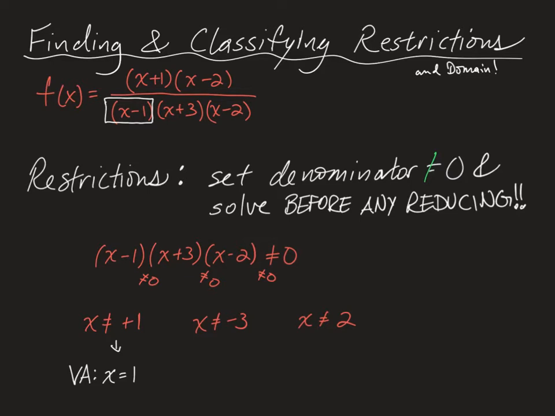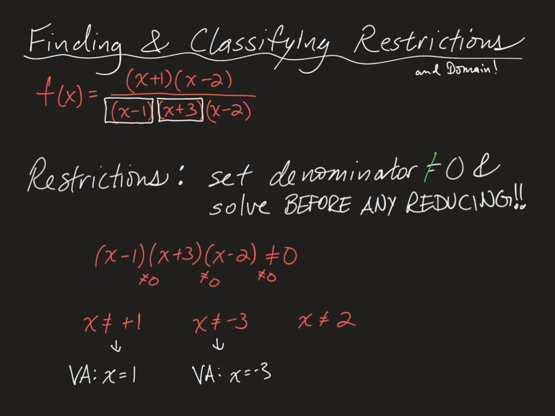The next one, x is not equal to negative 3. That corresponds to this particular factor, right? If you set that equal to 0 and solve for x, x can't be negative 3. Now I'm looking in the numerator. Are there any factors of x plus 3 up here? No. So this will not reduce, which means that there will be a vertical asymptote at x equals negative 3.